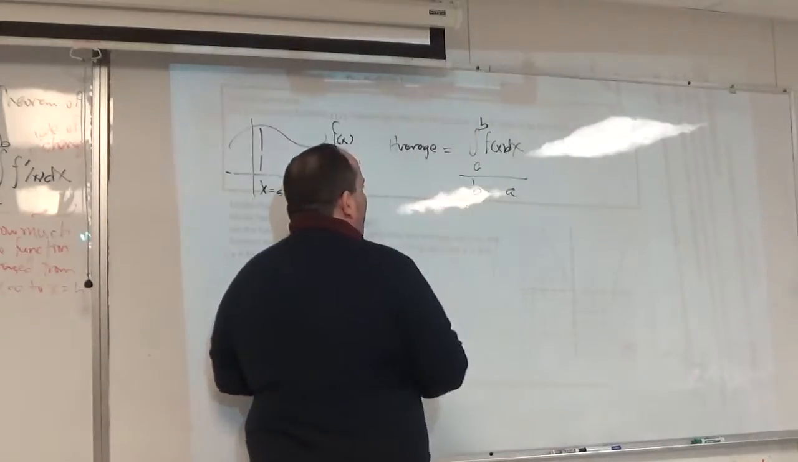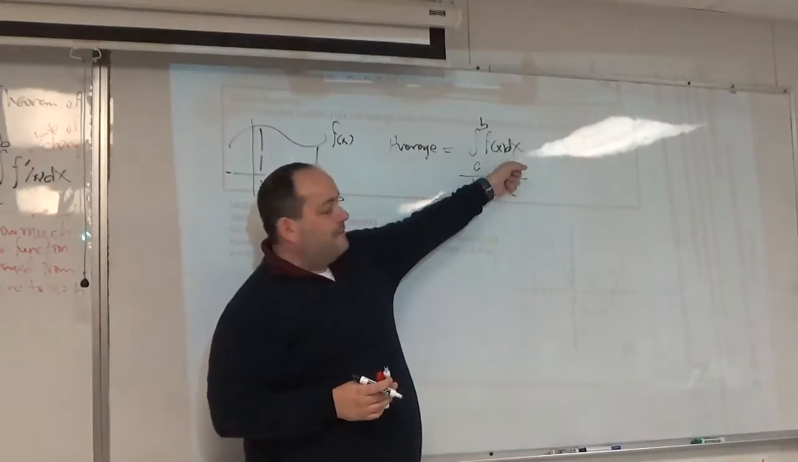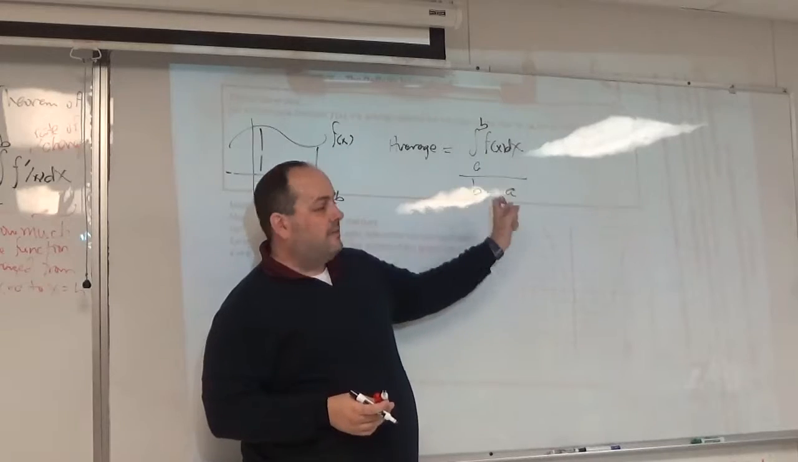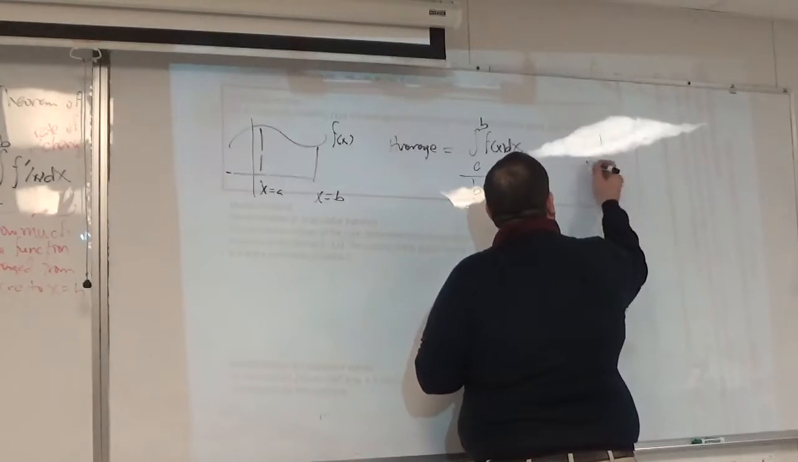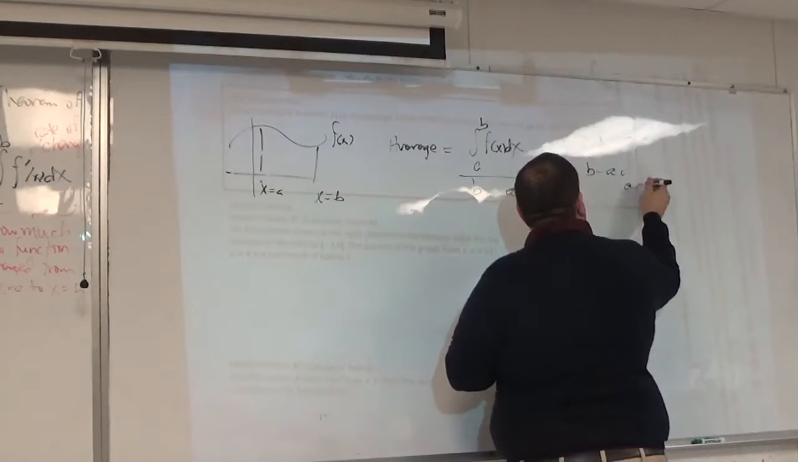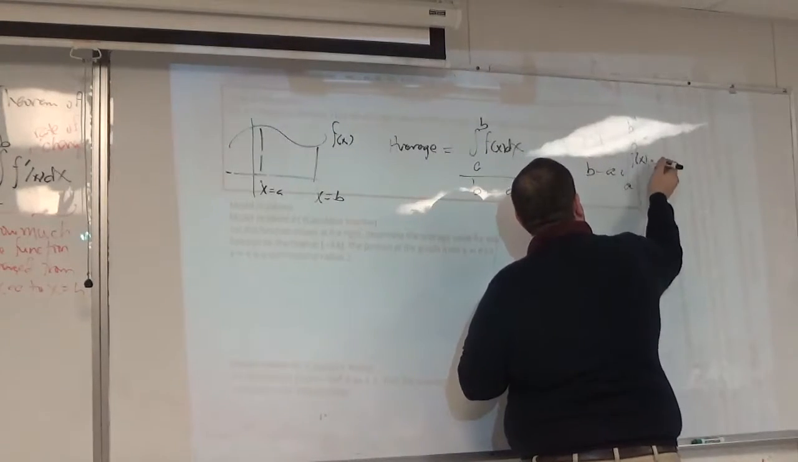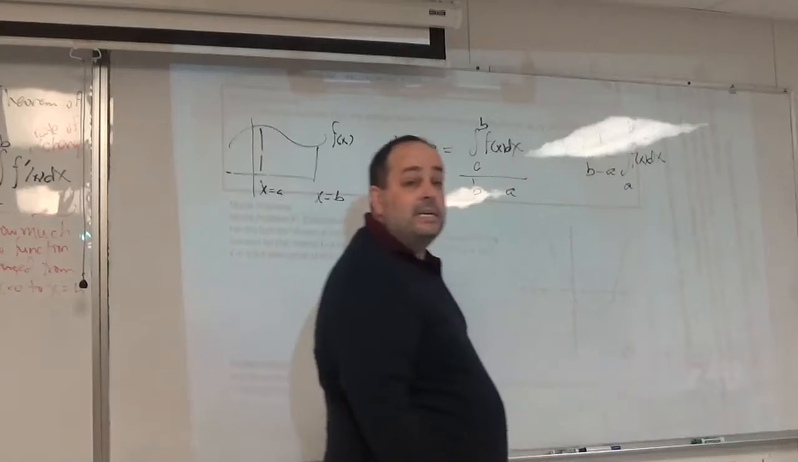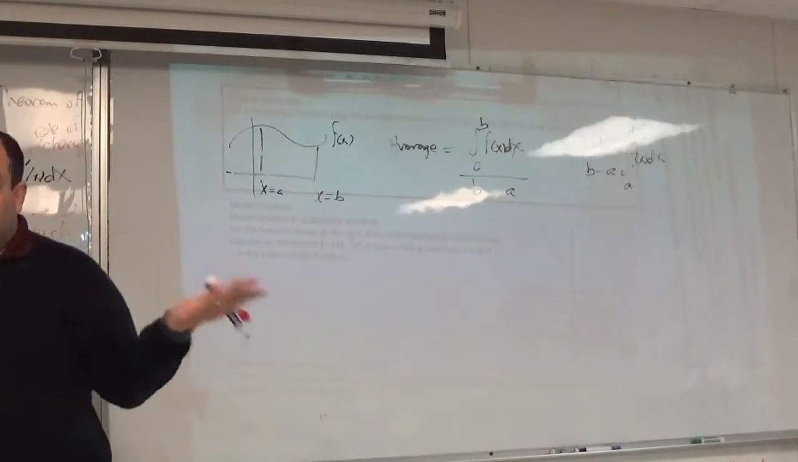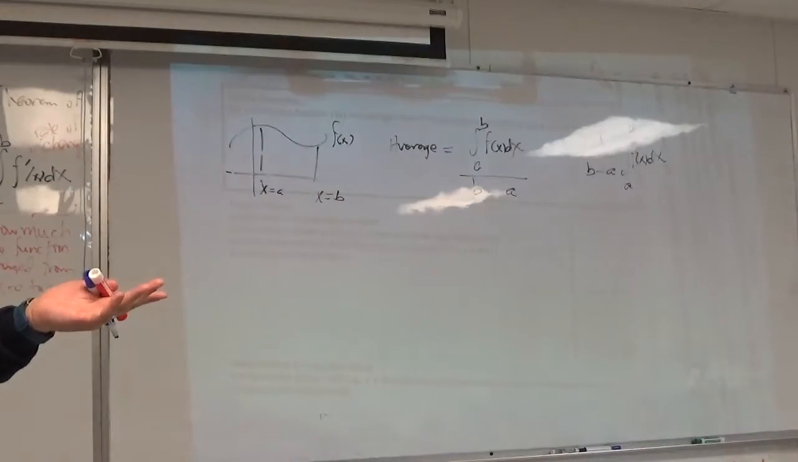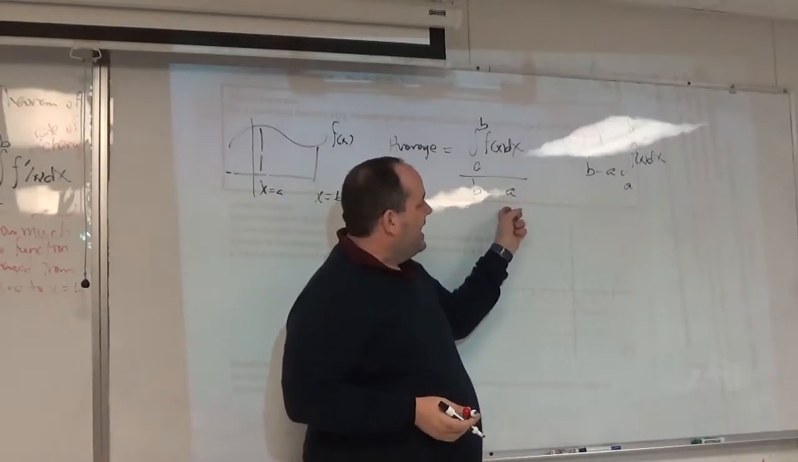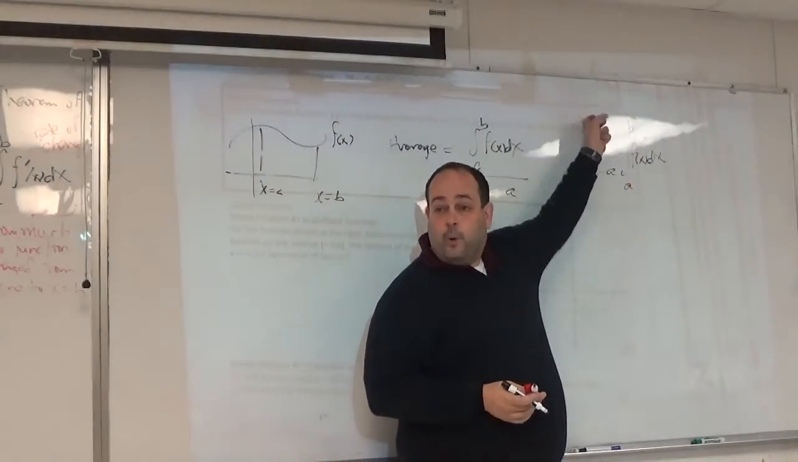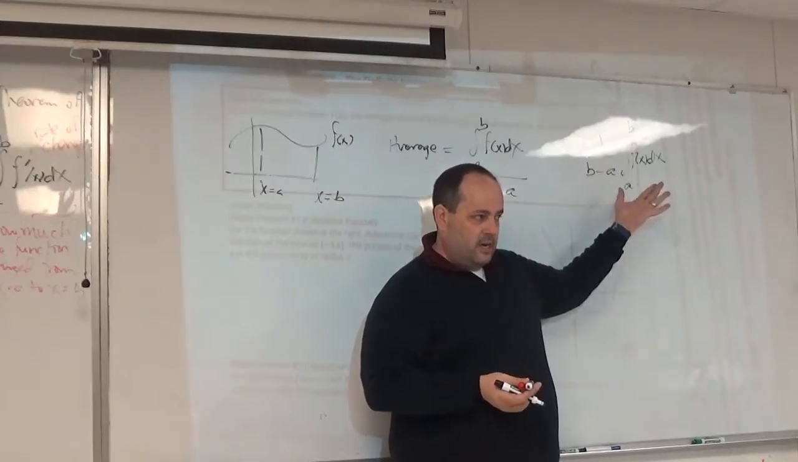So your average value is the integral from a to b of f of x with respect to x divided by b minus a. Some textbooks are going to write it this way, 1 over b minus a, the integral from a to b of f of x dx. Same? Different? This is exactly the same. Rather than saying divide by b minus a, they're saying multiply by 1 over b minus a. And everybody's good? These are all the same?